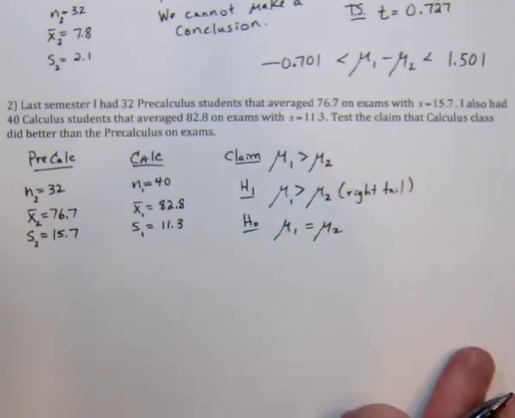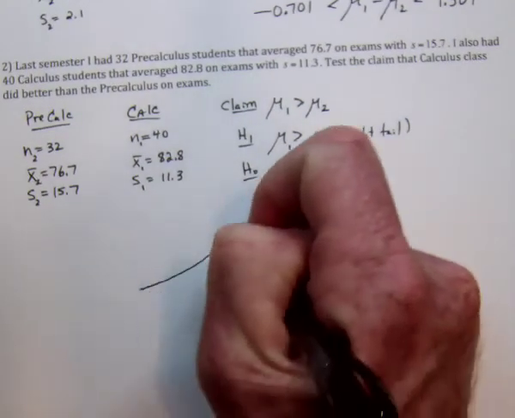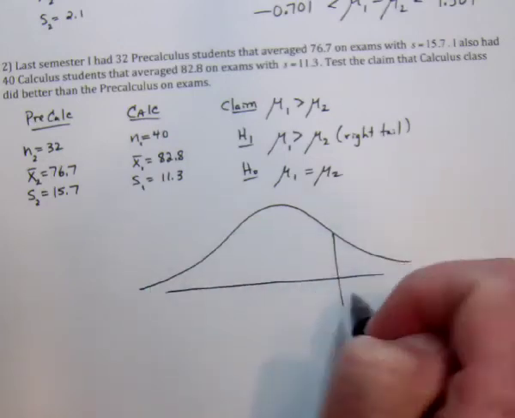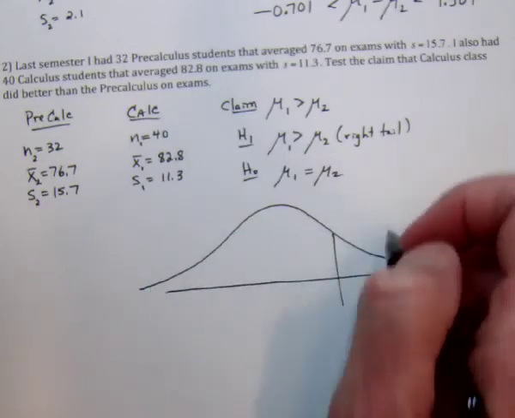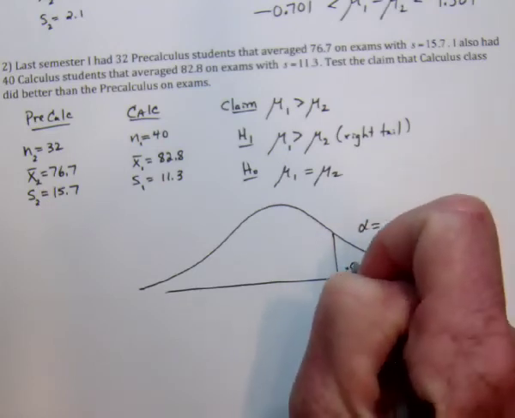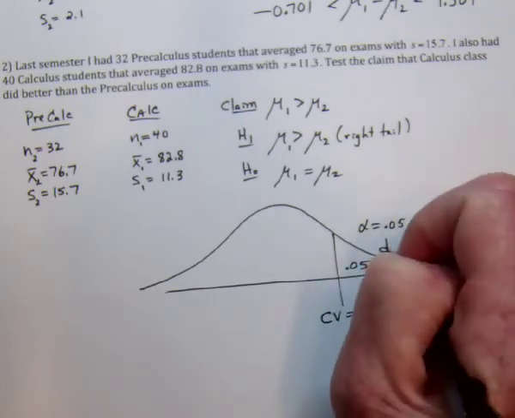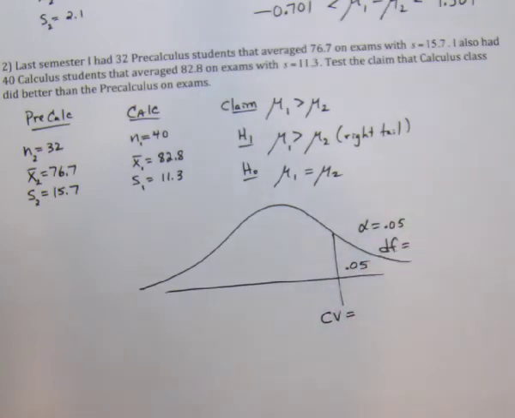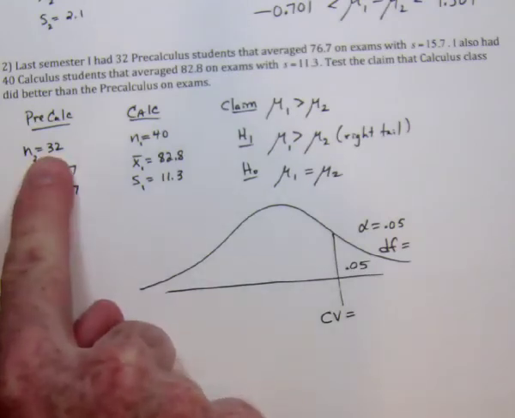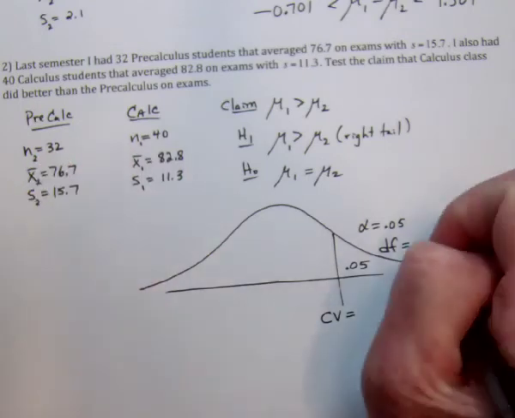All right, now for the bell-shaped curve. So we would have a t distribution. This one is right tail only. We're using 95% level of confidence, so this is 0.05. We would have one critical value to look up, and we would need to use degrees of freedom. So then you use the smaller degrees of freedom. This one would be at 31, this one would be at 39, so we use 31.